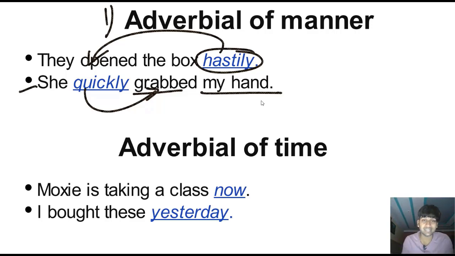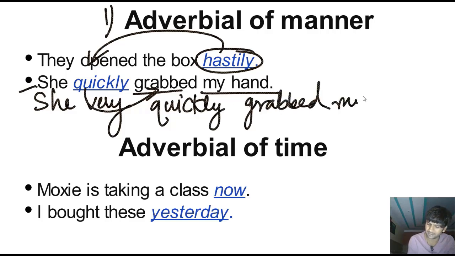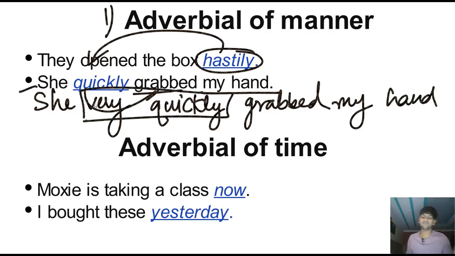She very quickly grabbed my hand, or she grabbed my hand as if I was about to run. So it can be a word, a phrase or a clause. Let me give you an example. She very quickly grabbed my hand. So here very quickly is an adverbial phrase, an adverbial phrase of manner.